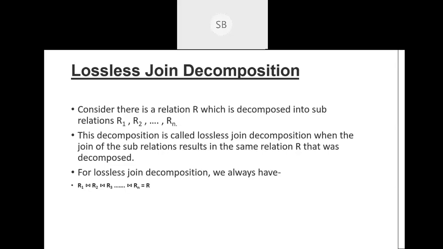Now let us take an example, but before that, let me tell you that for lossless join decomposition, we always have R1 join R2 join Rn. When you join all the sub-relations, you will get the same original table. So can you tell me what the symbol is called? Can anyone tell me? Because we have studied this one. It is known as natural join, right? So it is known as natural join.